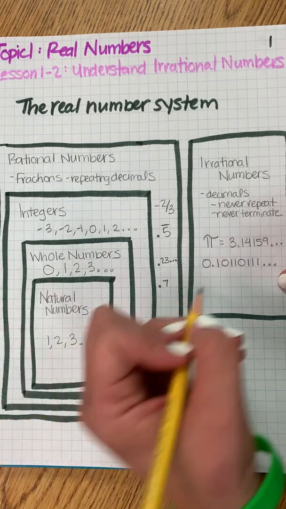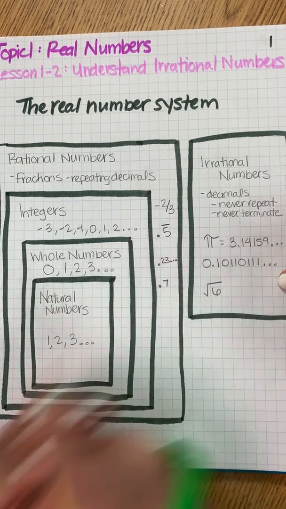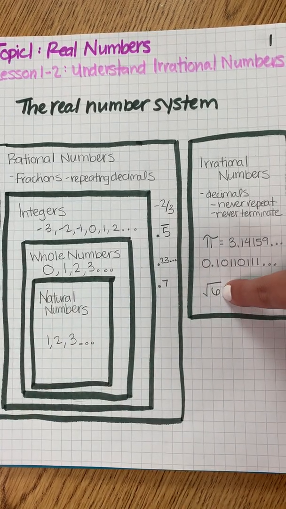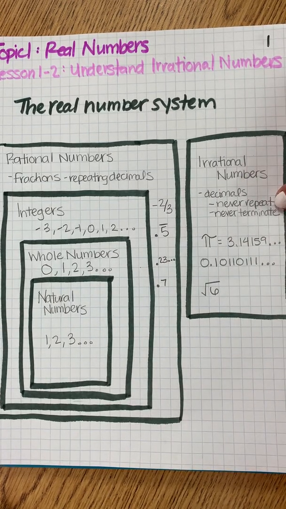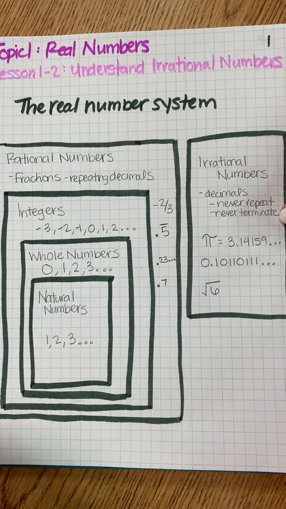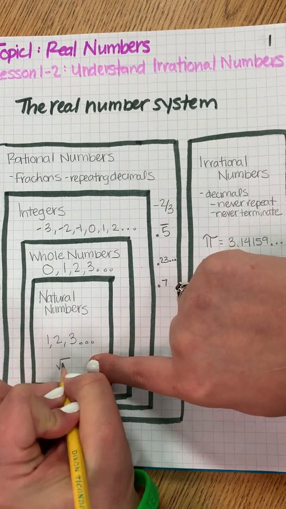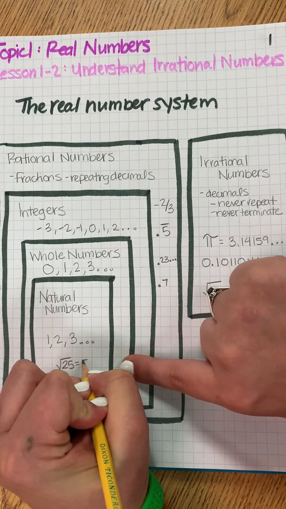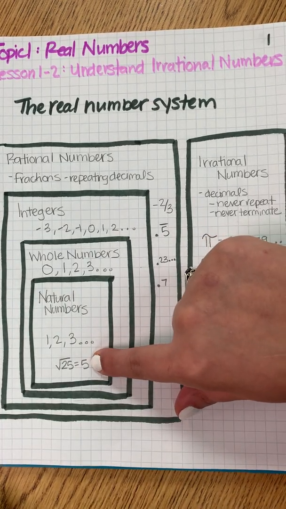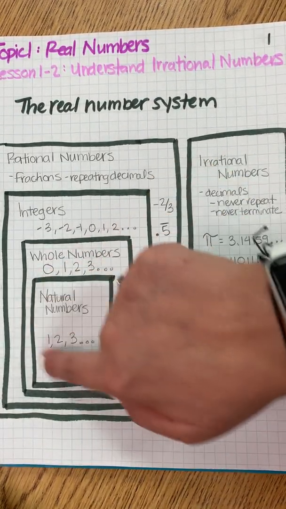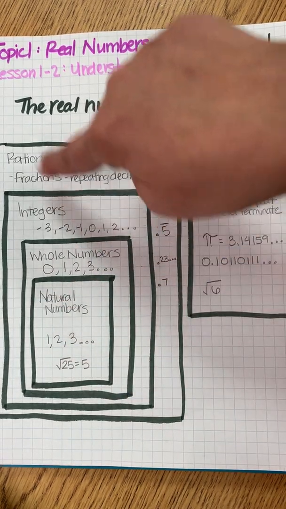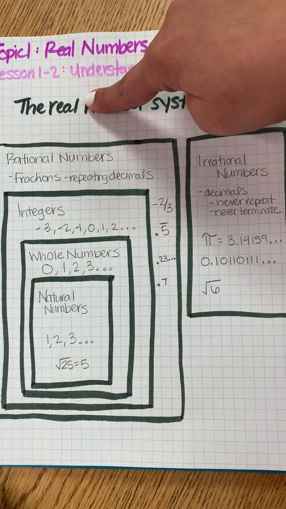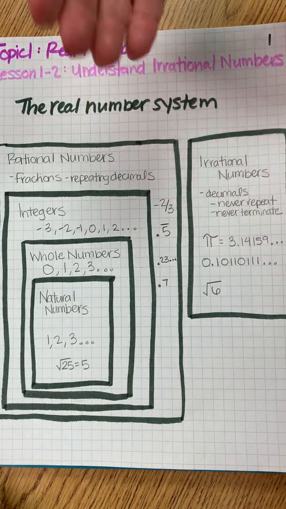We also need to include non-perfect squares. The square root of 6 is not a perfect square. If you put it in your calculator, it would be a decimal that never repeats and never terminates. If I did the square root of 25, that's a perfect square and the answer is 5. So that actually counts as a natural number over here, which again includes whole number, integer, rational, and real numbers.